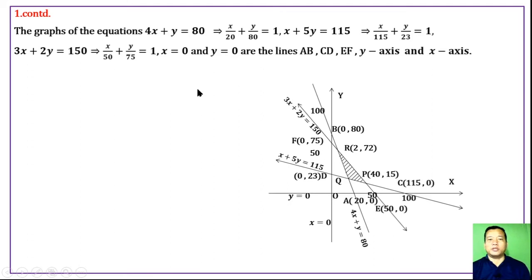For the inequalities, x equal to 0 is the y axis and y equal to 0 is the x axis. The inequality of the first line AB is the upward half plane, and for CD also the region is above the line. The third line's inequality is downwards. X greater than or equal to 0 is to the right of the y axis, and y greater than or equal to 0 is above the x axis. Covering all the inequalities, the common region decided is the region PQR.